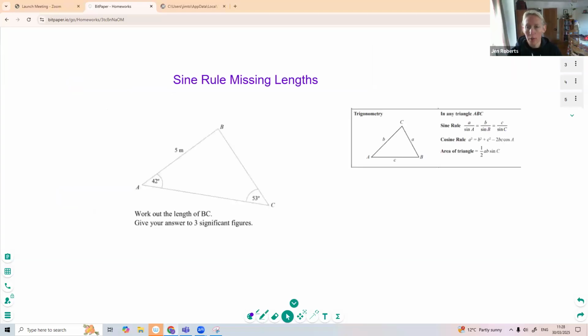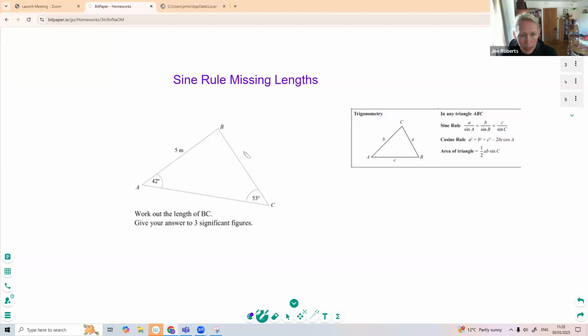In this revision video, we will be looking at using the sine rule to find missing lengths and missing angles in a triangle. Hopefully you'll notice here that the triangle is not a right angled triangle. If it was a right angled triangle, we would be using SOHCAHTOA. But because it isn't, we need to use the sine rule. You will be given these formulas in your exam.